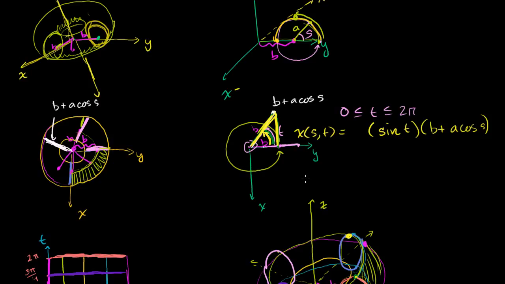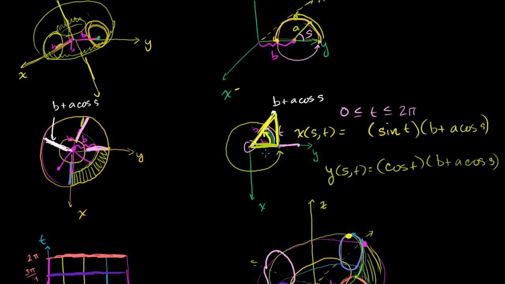And the y coordinate is going to be this right here, the way we've set up this triangle. So y as a function of s and t is going to be equal to the cosine of t times this radius, b plus a cosine of s. And so our parameterization, and just play with this triangle, and hopefully it'll make sense.